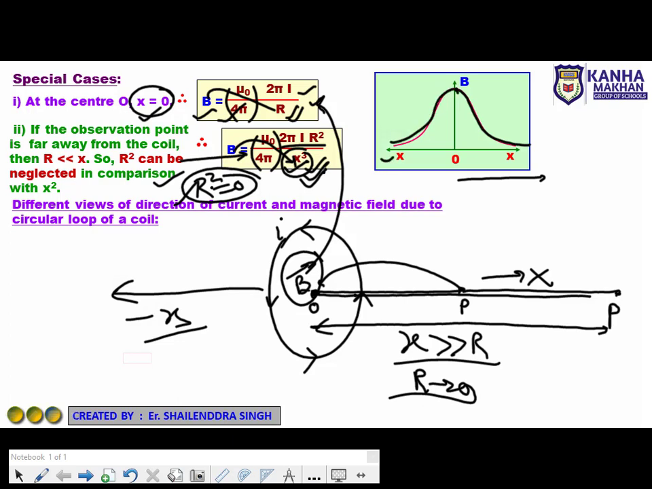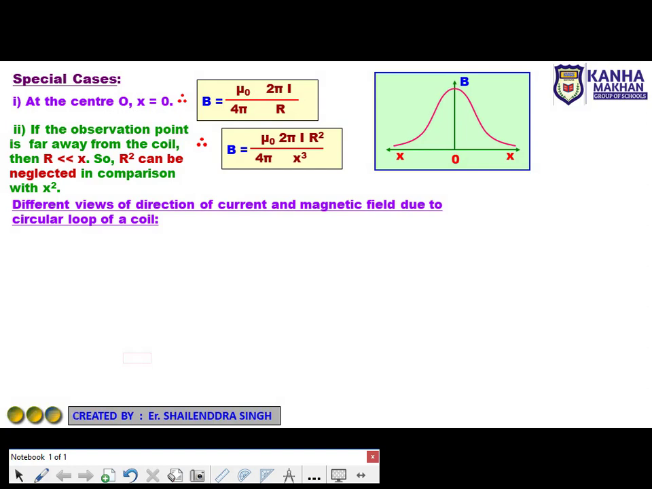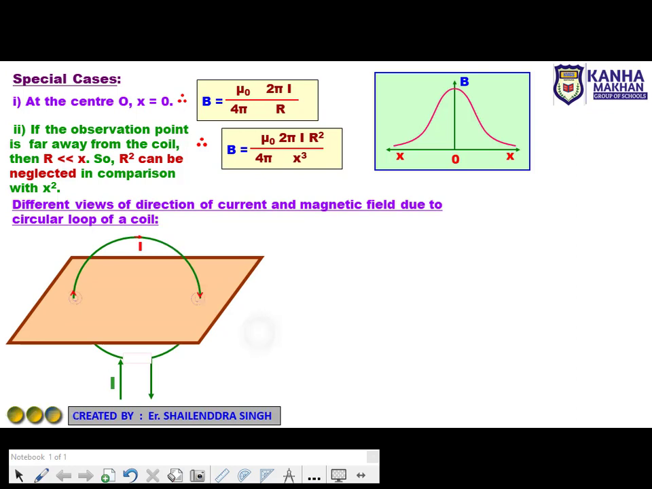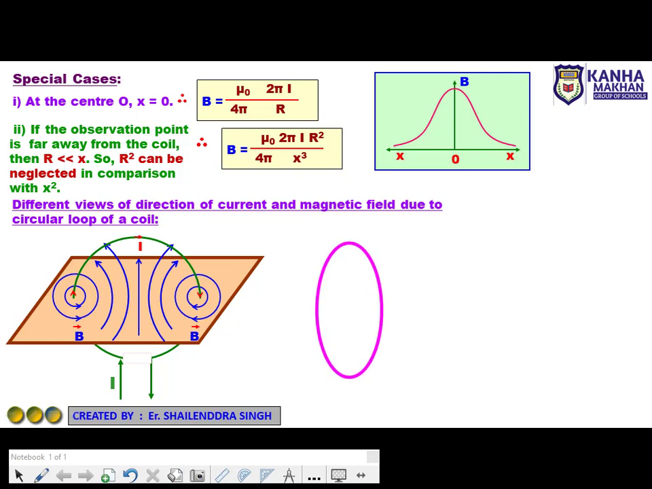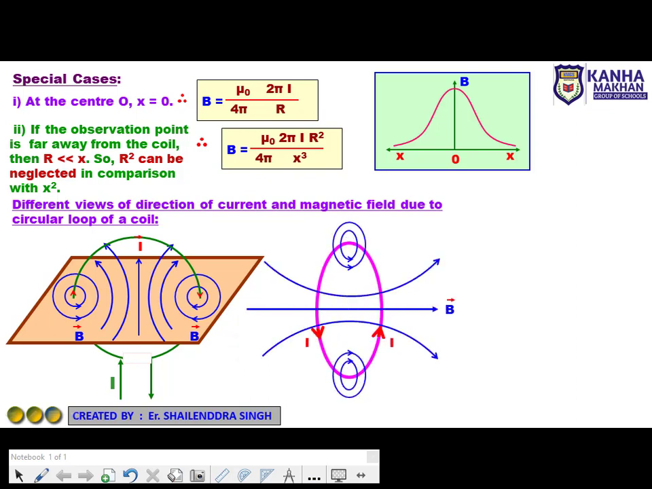Okay. Now, we will discuss a different view of the direction of the current and magnetic field due to the circular loop of a coil. How? Please see on the board, that particular plane is given and suppose a particular current carrying loop is given which will produce the magnetic field. There are two different figures. With the help of these two figures, you can understand easily what is the direction of the magnetic field.